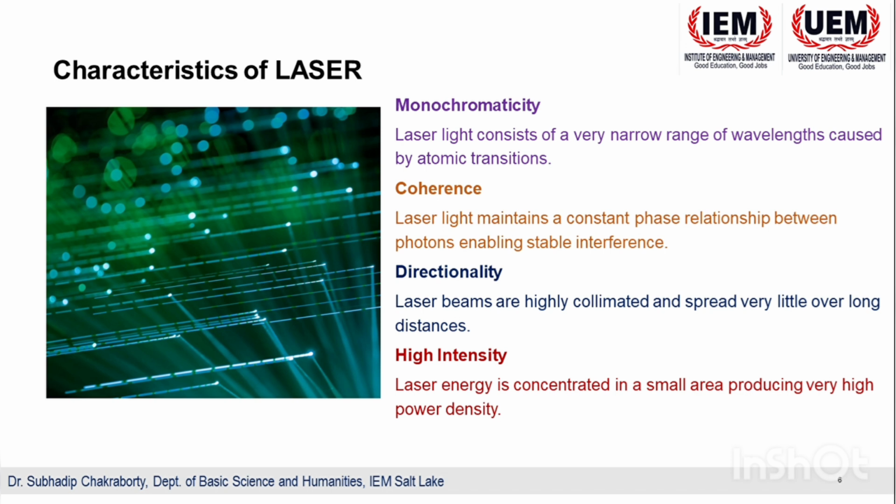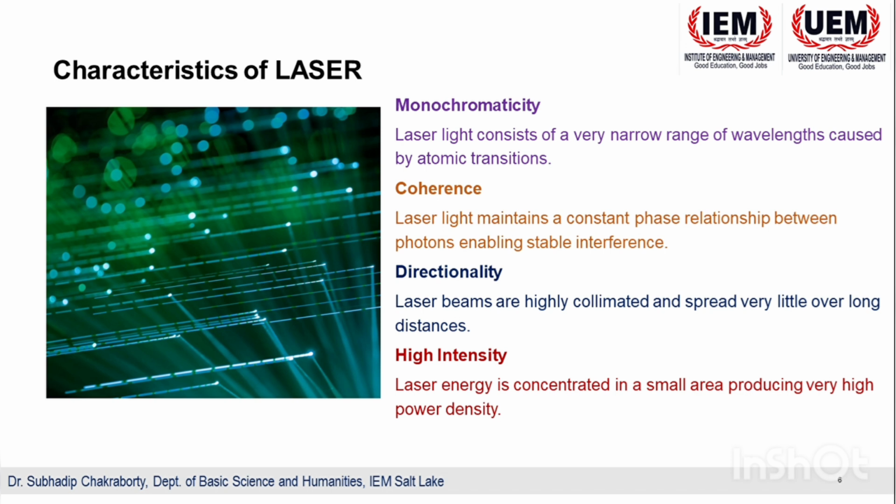Another very important property is its directionality. Laser beams are highly collimated and spread very little, even over large distances. So this makes laser useful in long distance communication and precision alignment systems. Laser beams also possess very high intensity because the energy is concentrated within a very small cross-sectional area.